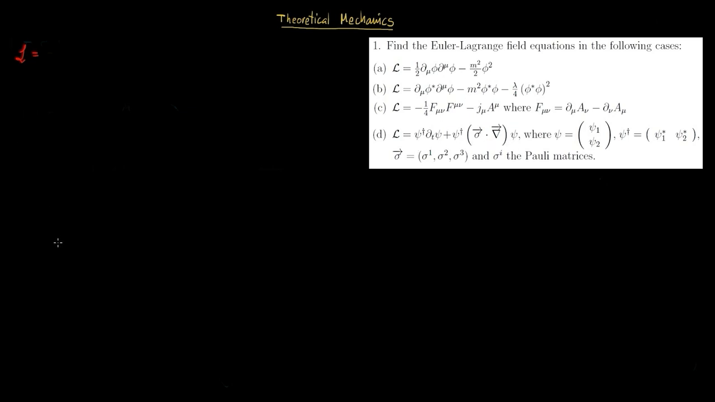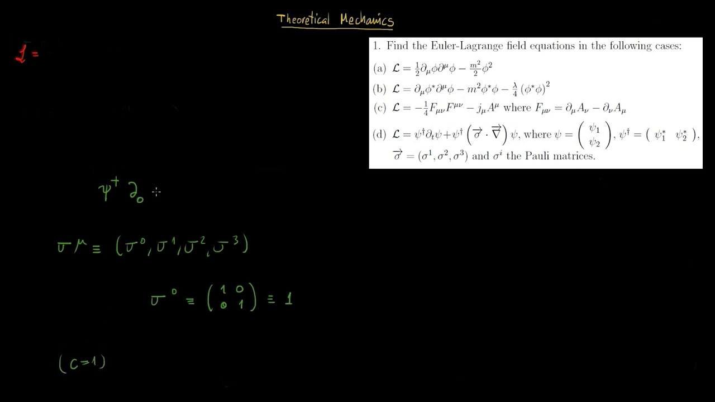Let me define sigma mu as sigma 0, sigma 1, sigma 2, and sigma 3, and sigma 0 is defined also as the identity matrix, so we can define it as a 1. So if we define sigma mu, then psi dagger partial t or partial 0, because c equals 1 in this case.